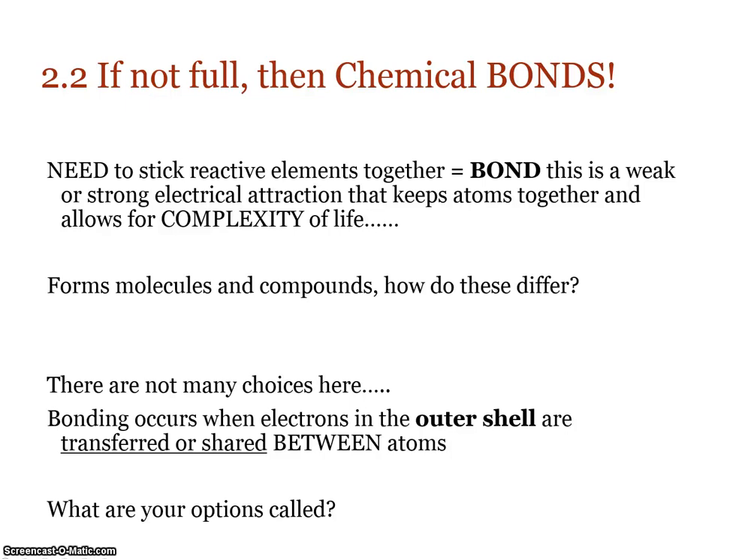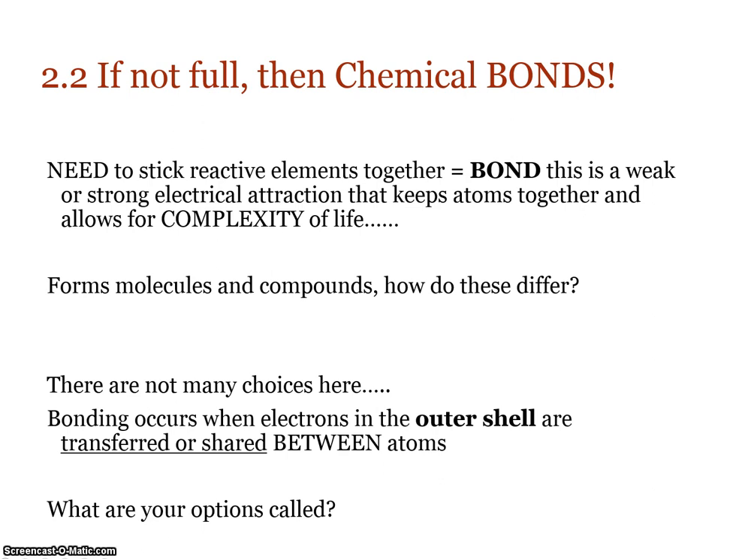So, if your outer shells are not full — if you have one shell, the fullness is 2 electrons. If you have more than one shell, it's 8. So there won't be but a few of the elements that actually have full outer shells.